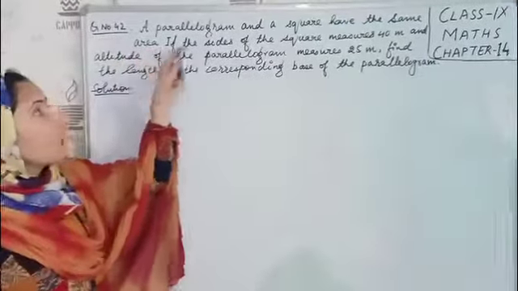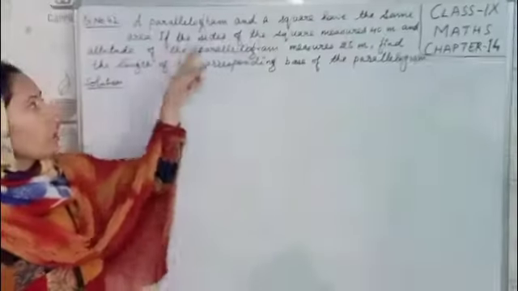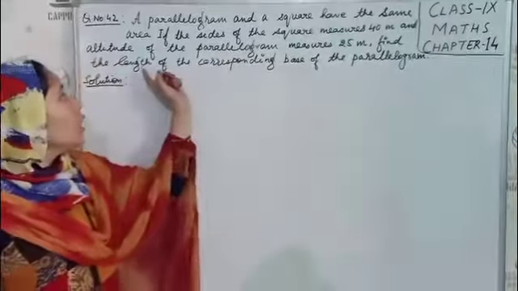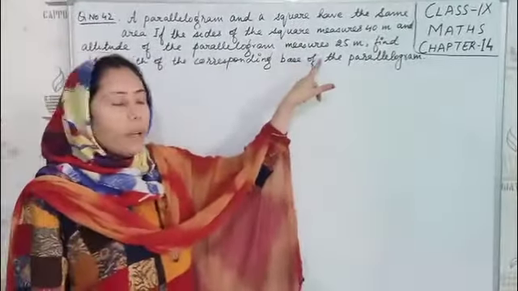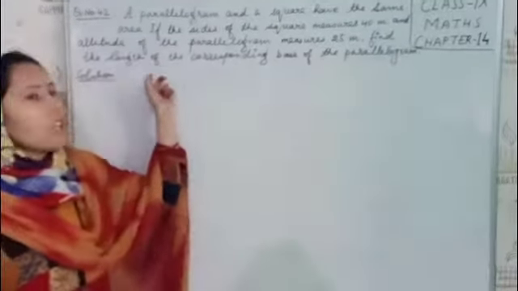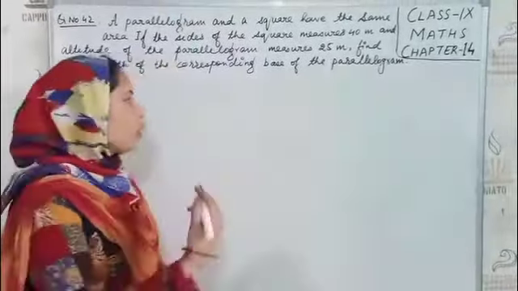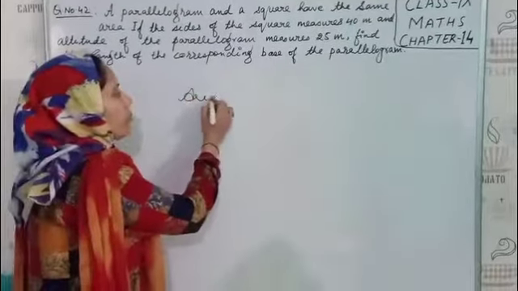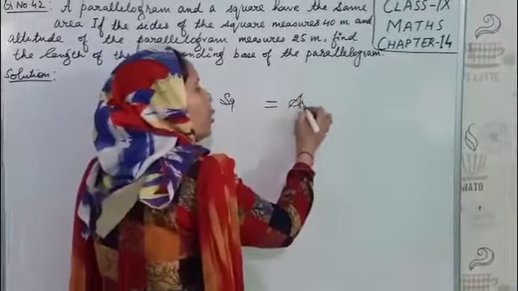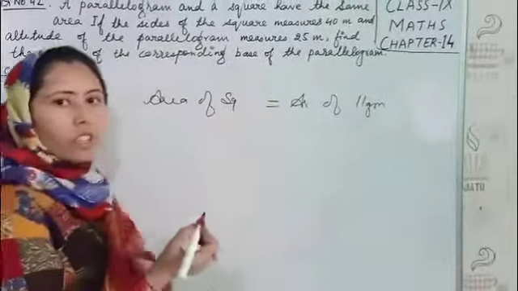Question 42. A parallelogram and a square have the same area. If the side of the square is 40 meter and the altitude of the parallelogram measures 25 meter, find the length of the corresponding base of the parallelogram. So it is given that area of a square is equal to area of parallelogram. It is given in the question.